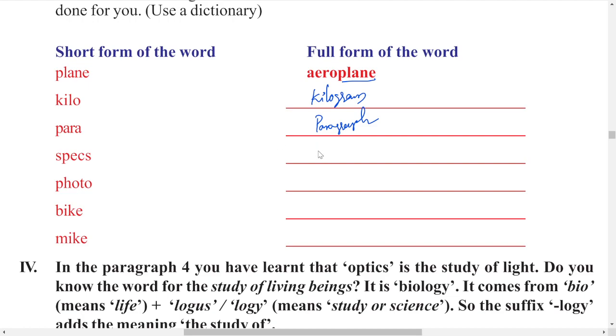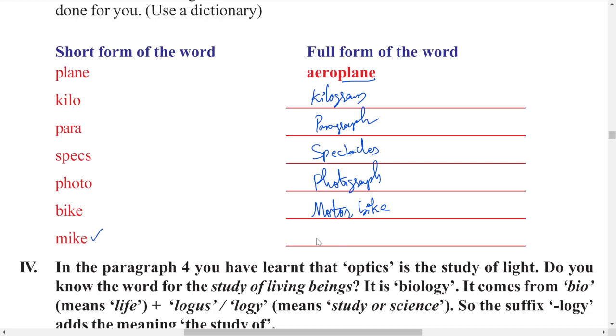Next one, specs. Instead of saying spectacles, we say specs. Next one, photo, you can use for photograph. Instead of saying take my photograph, we say take my photo. Next one, bike. Motorbike is the actual word that we have to use for the bikes, but instead of using that, we say only bike.